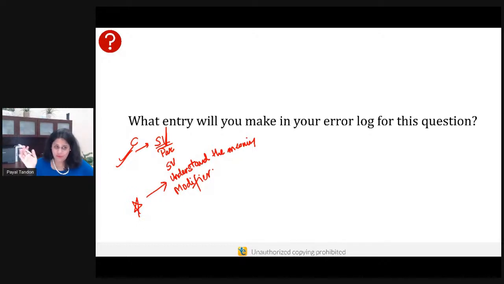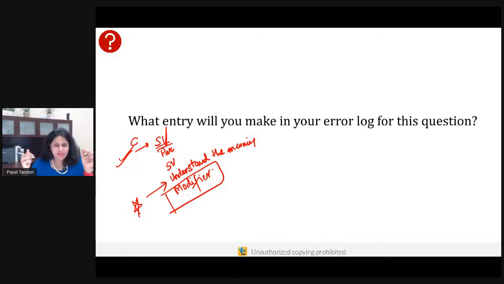In that case, if you make modifier as the error log entry, you're not going to be able to do much about it, because what do you do with modifier? You know the rules about modifiers, that modifiers need to be placed appropriately, how verb ing modifiers work and whatnot. What will you be able to do by noting down modifier as an error log entry? That's not going to help you make sure that you don't make this mistake again while solving questions.